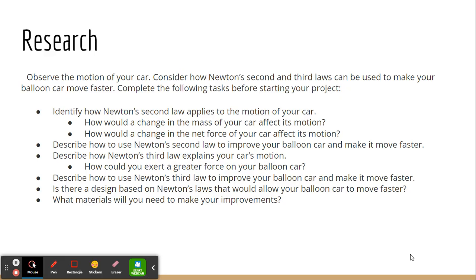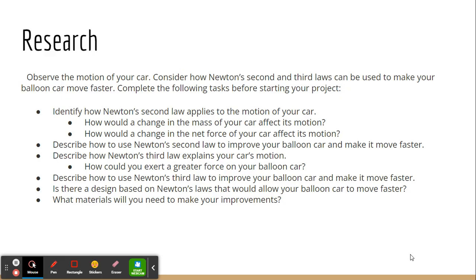Complete the following tasks before starting your project. So when you're answering these questions, I would recommend writing these down in a notebook instead of just keeping them in your mind, because once you get toward the end of this assignment and the other video assignments for Unit 3, these will be helpful to look back on. So firstly, identify how Newton's second law applies to the motion of your car. How would a change in mass of your car affect its motion? How would a change in the net force of your car affect its motion? Describe how to use Newton's second law to improve your balloon car and make it faster.